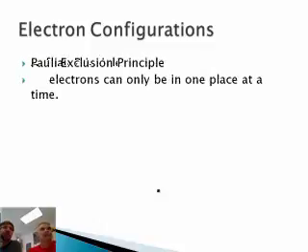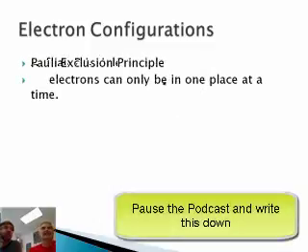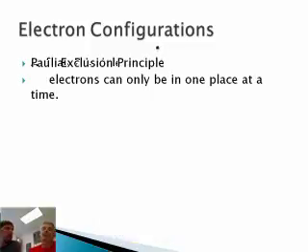So in the Pauli exclusion principle, the electrons can only be in one place at a time. So they can't be in two places. Only one. They can have one spot. Now they can move to a different spot, but they can only be in one place at a time. And we'll illustrate that.